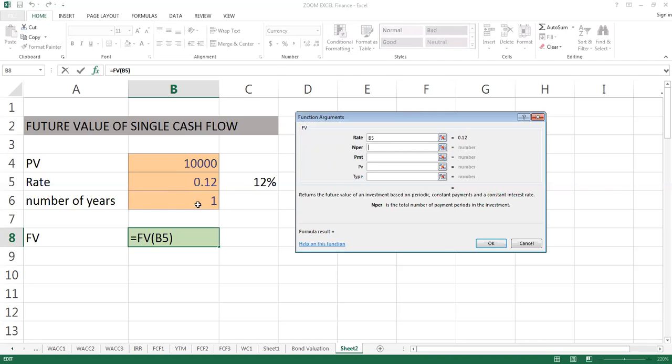NPER is for the number of years. So I am referring to it. Look, if I made any mistake, then this information will help me see whether I am putting the right reference in the respective rows or not. For example, the PMT stands for annuity, so I am skipping it. And the present value is the amount that you deposited, so I am giving its reference over here.